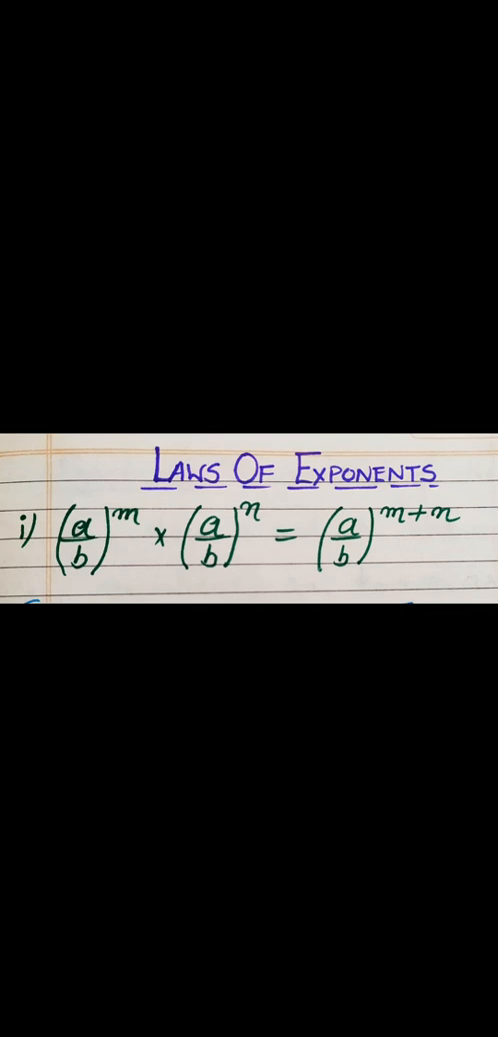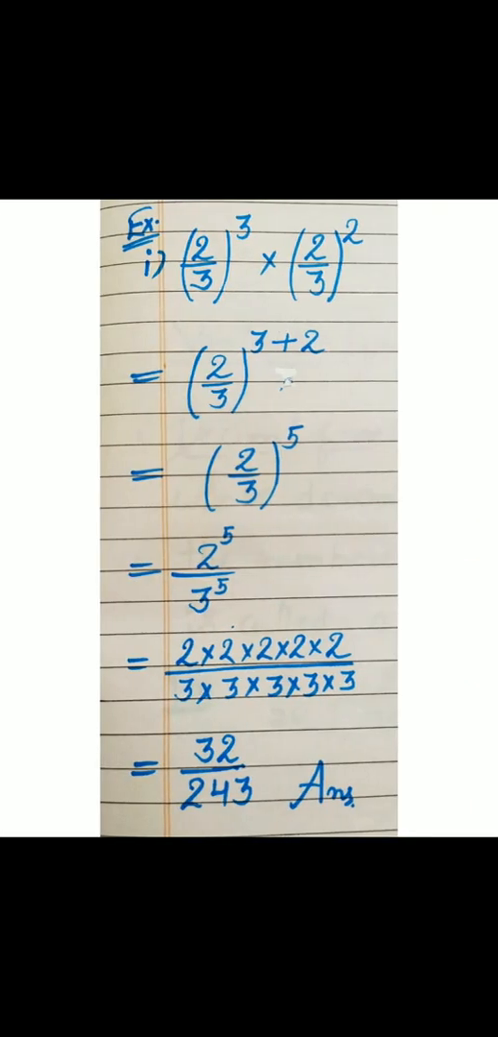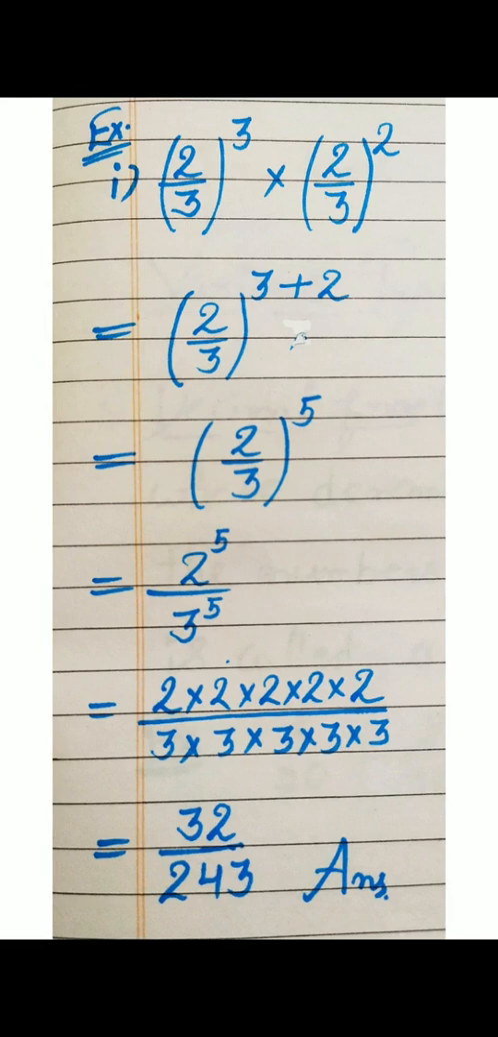This can be better understood by an example. Like here is one example. As you are seeing, it is (2 upon 3) to the power 3 into (2 upon 3) to the power 2. Both numbers have the same base, that means their powers will be added. So it will be (2 upon 3) to the whole power 3 plus 2, and when you add this, you will get (2 upon 3) to the whole power 5, and it can be written as 2 to the power 5 and 3 to the power 5. Then we will expand this and multiply. We will get 32 upon 243.